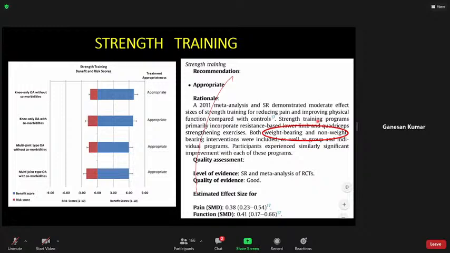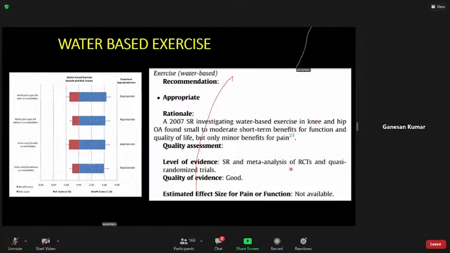Coming to the water-based exercises, what they say is they have very minor benefit for pain and are generally recommended for patients who are obese and have severe pain. You can start on water-based exercise and then slowly progress to the land-based exercises.